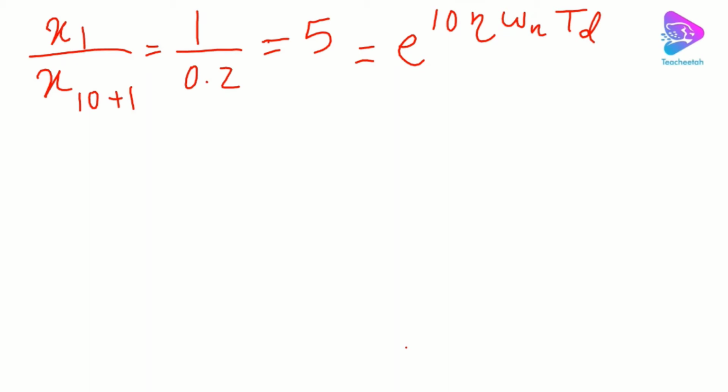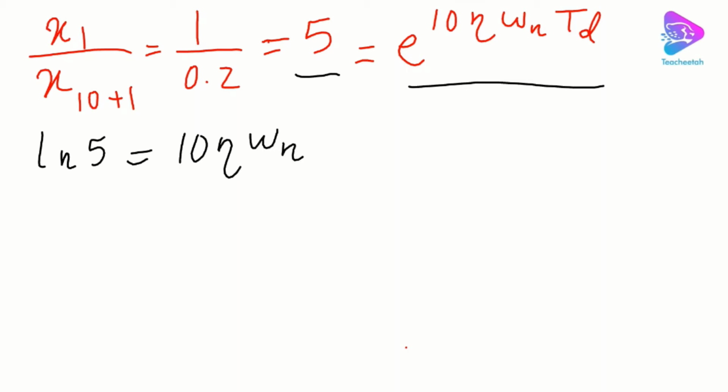If we take the ln of each side of this equation, we can further simplify it and get rid of e. So ln of 5 is equal to the ln of e to the power, which means we cancel out e. It is equal to 10 zeta omega n tau d. So we can even further simplify it. We already know omega n. Omega n was 10 pi, which is equal to 31 point something. You know that. And what is tau d?